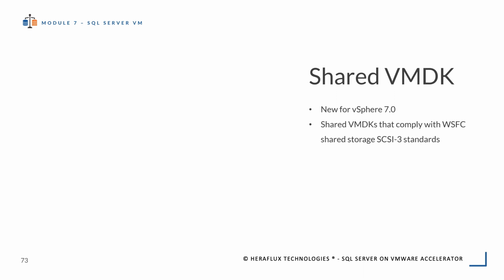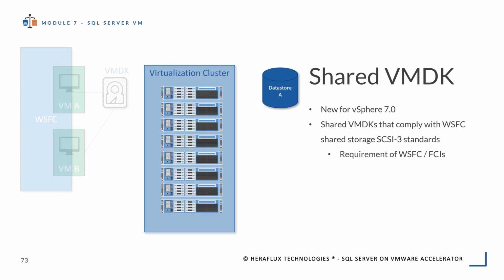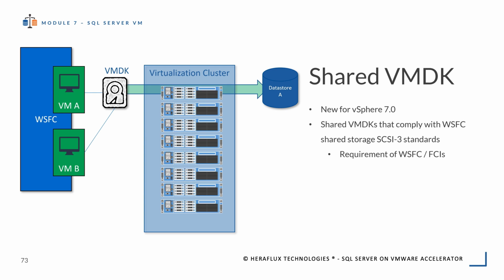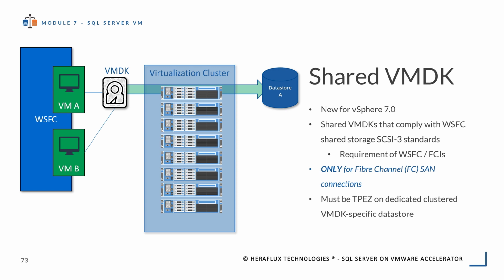vSphere 7.0 recently introduced a new shared virtual disk model that complies with the SCSI 3 format that Windows Server failover clusters require to be able to lock the disks. The shared disk feature currently only works for fiber channel connected storage. It must also be thick provisioned eager zeroed on a dedicated clustered data store underneath. This does give us the ability to use a shared disk for Windows Server failover clusters, but at the time of this recording, it's a pretty high bar set to be in a supported state with this configuration.